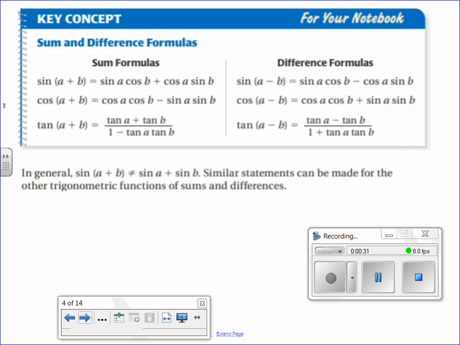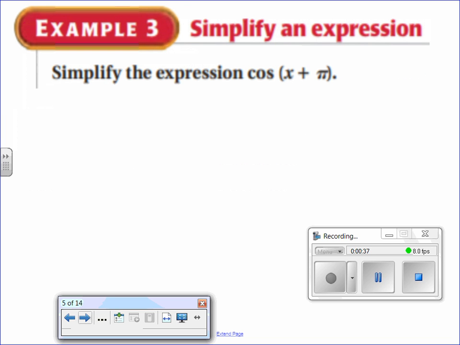We taped this in our notebook yesterday, so hopefully it's handy because we're going to need it. Today it's all about simplifying expressions. So we're still using the sum and difference formula, but it's going to look slightly different because we're not putting numbers into the formula. We're sticking variables into the formula. So in this case, I would let A be x. I would let B be pi.